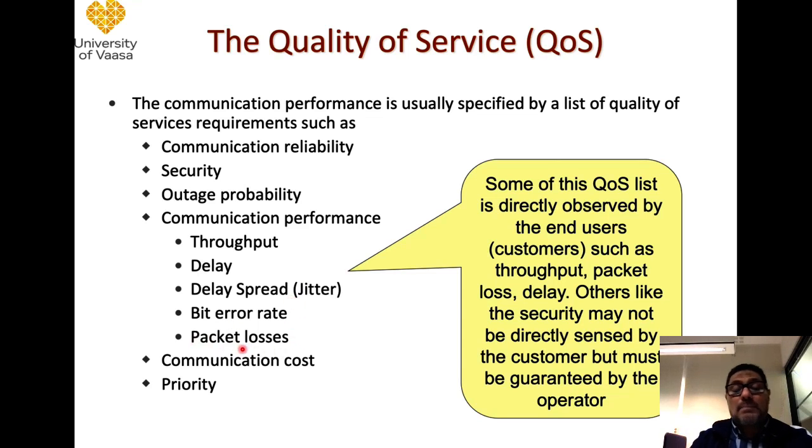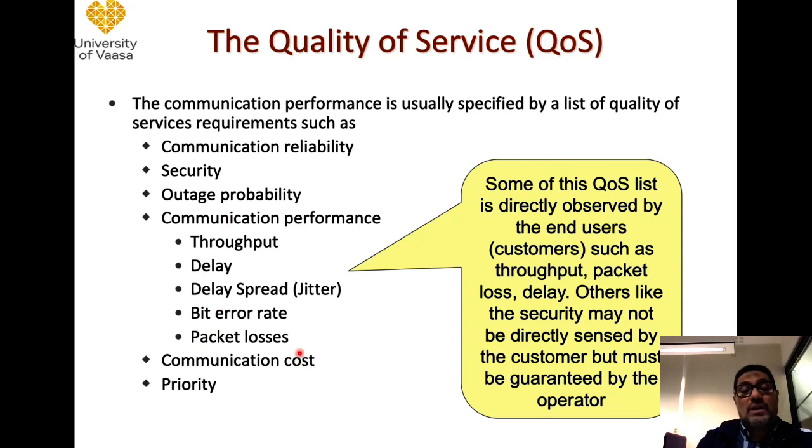Packet losses can be generated because of many reasons. One of them, of course, is a large bit error rate, but we also have other reasons, for example memory overflow, or congestion inside ad hoc networks. So we have different kinds of other reasons for packet losses. Most of them are already given in the slides, so you can go and read them.